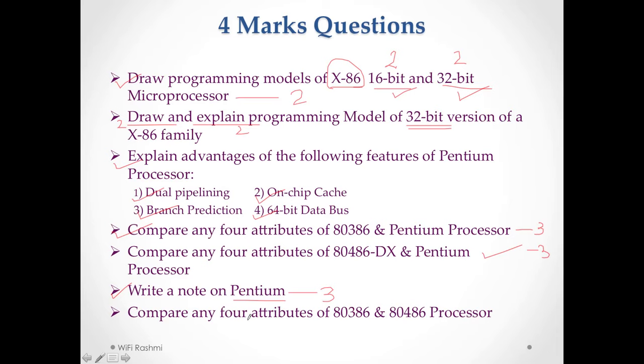Next one, compare any 4 attributes of 80386 and 80486 microprocessor. In this chapter you have to do processors 8086, 80186, 286, 386, 486 and 586. Just you have to go through the simple features like address bus, data bus, generation, year, programmable means physical memory. These many things you have to just keep in mind. Clear?